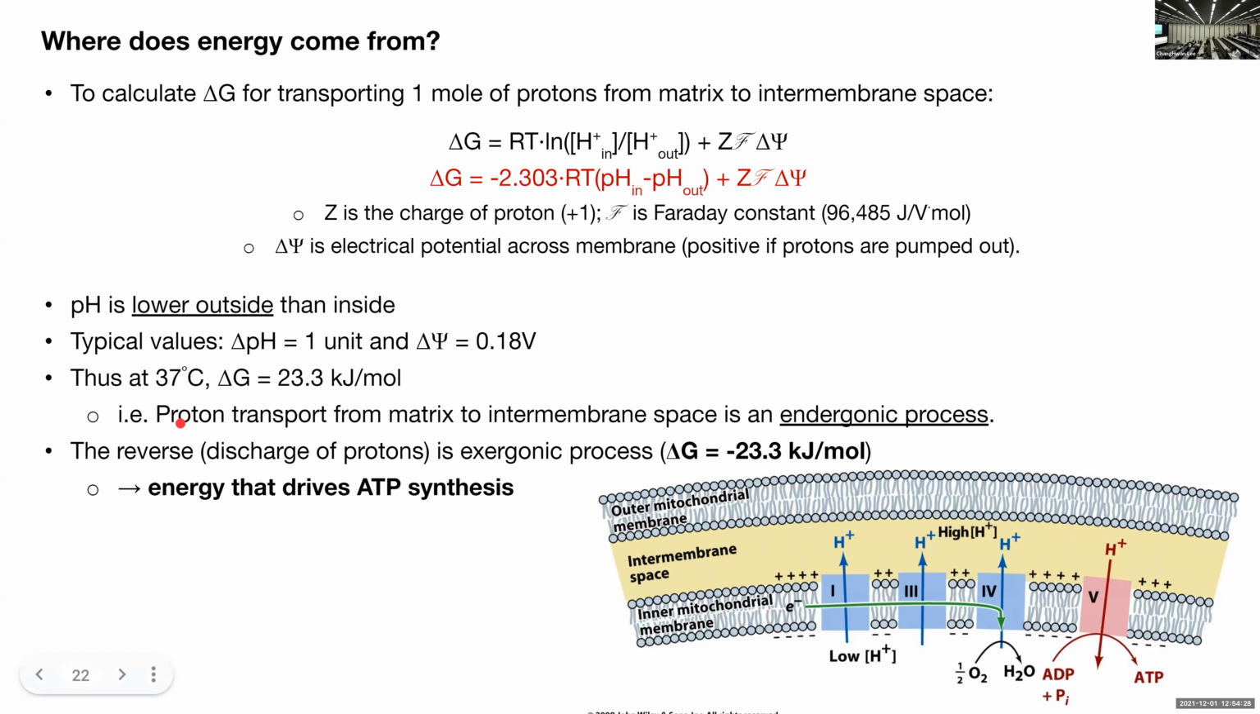And that means proton transport from the matrix to the intermembrane space is an endergonic process with a positive delta G value. And that also means that the other way around, where the proton comes into the matrix, is a spontaneous process, right? With a delta G value of negative 23.3 kilojoules per mole.